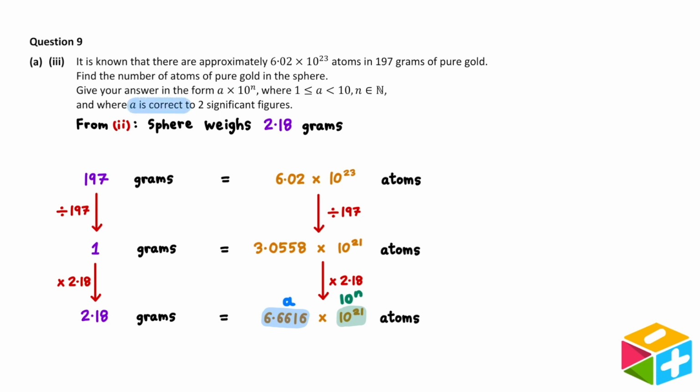However, we need to write a correct to two significant figures. In other words, we only want to keep two non-zero digits. The first non-zero digit is the 6 before the decimal place, and the second non-zero digit is the 6 after the decimal place. And this is all we'll want to keep. However, since the next digit, 6, is greater than or equal to 5, we'll need to round upwards. This brings us to our final answer of 6.7 times 10 to the 21 atoms.